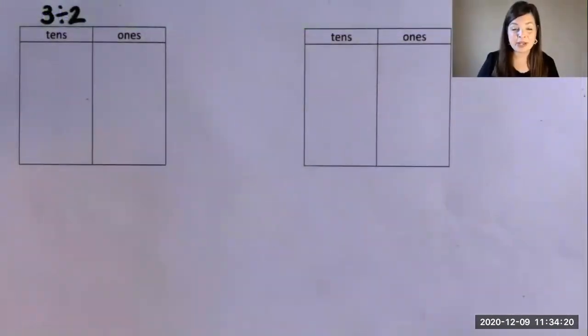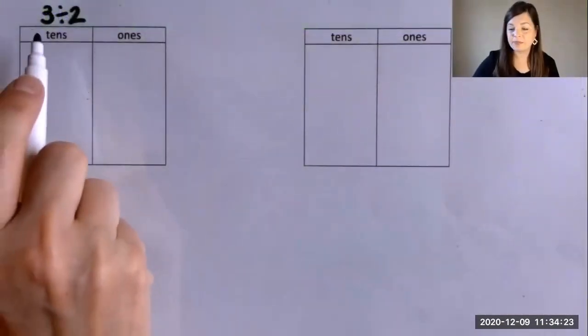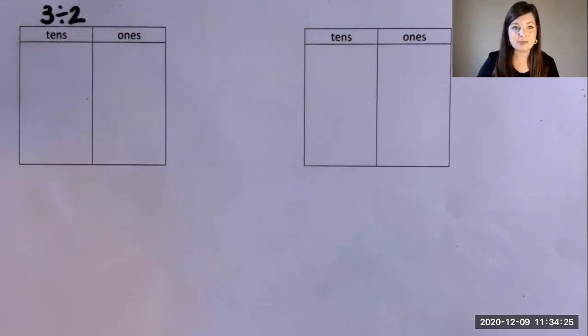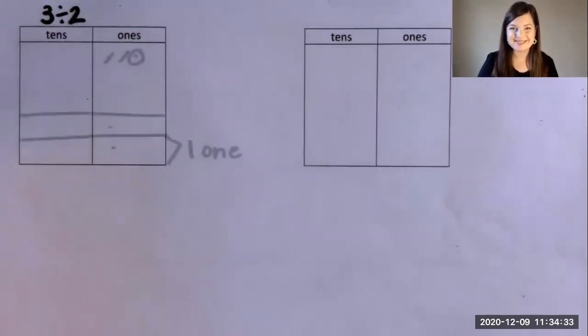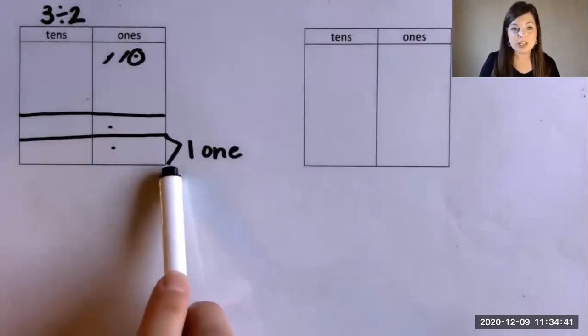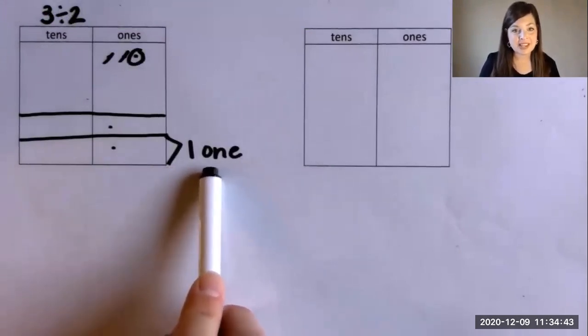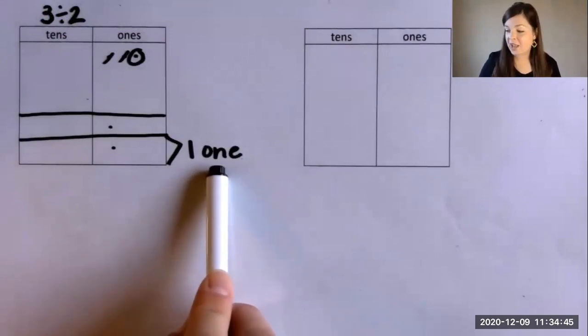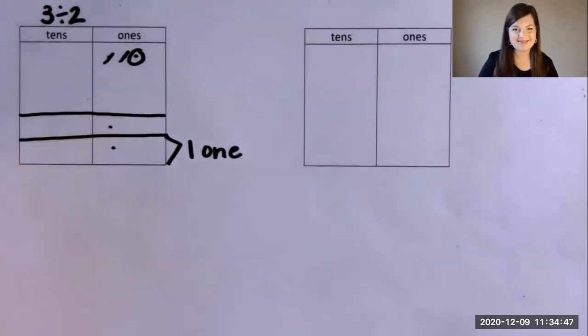Let's start with what we already know. Read the expression. 3 divided by 2. Now, pause the video and model 3 divided by 2 on your place value chart, then come back and check your work. So what is 3 divided by 2? The quotient, or the size of each group in this case, is 1, and we have 1 remaining.